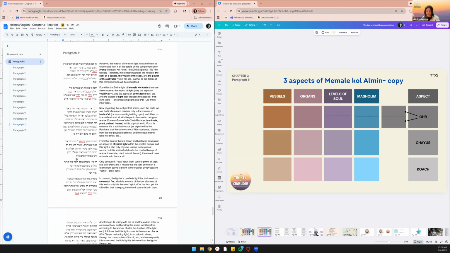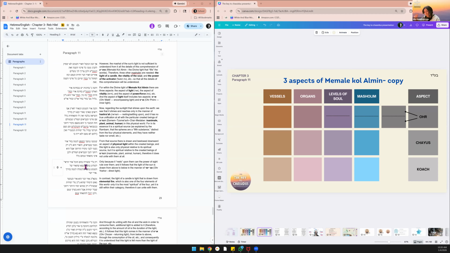So therefore, we need an additional mashal, which would be what? The Or Hashem, the Or Haner, right? The light of the candle. Rak al Yidei Sheshora Behem. But the sun, it only dwells on them. Tuchal Or Hariyah Lishlot Behem. Right, only because it rests upon them can the power of sight rule over them.